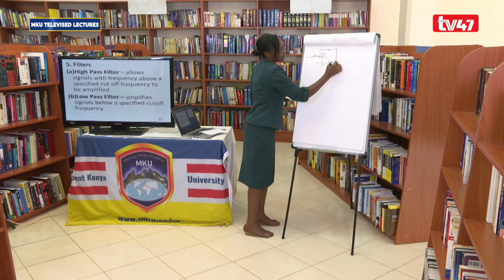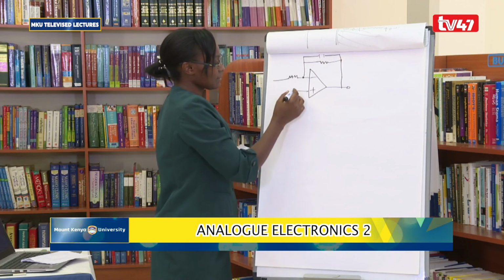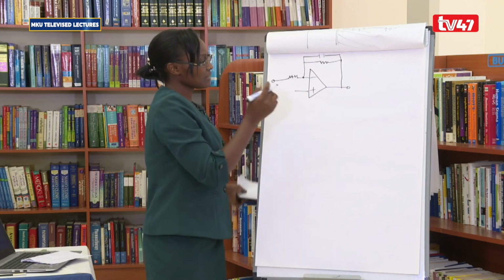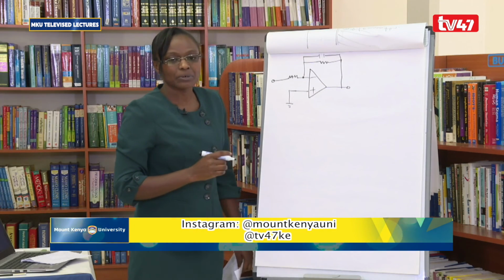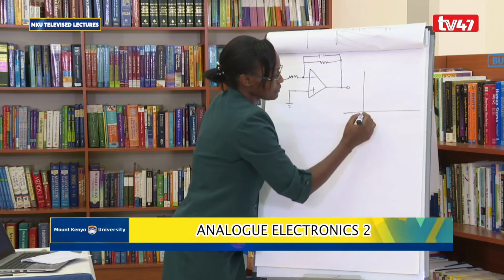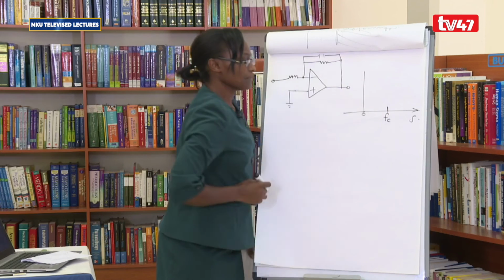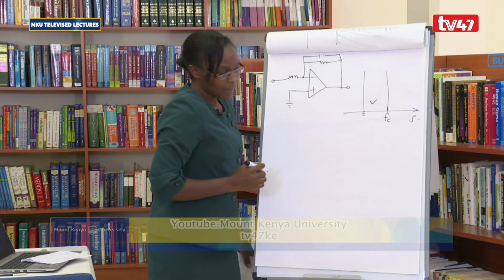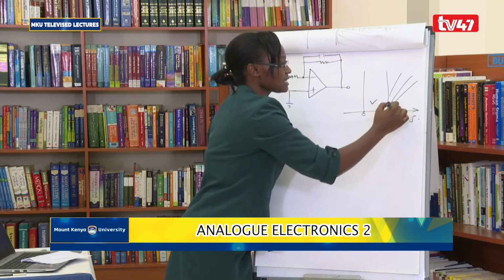So at the feedback here, we have a capacitor and a resistor. And then we apply our input signal at that particular point, that is the inverting input, and the other point we ground. And we are saying it will amplify signals up to a specified cutoff frequency, that is from 0 up to a specified cutoff frequency FC. So between 0 and FC, all these signals will be amplified. But any signal that is above the cutoff frequency will be greatly attenuated.